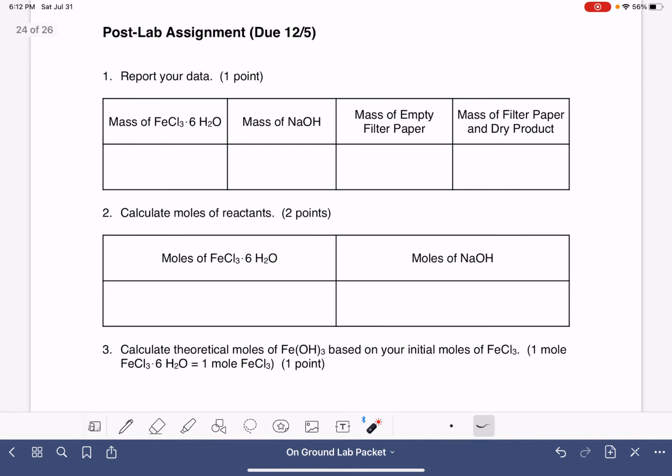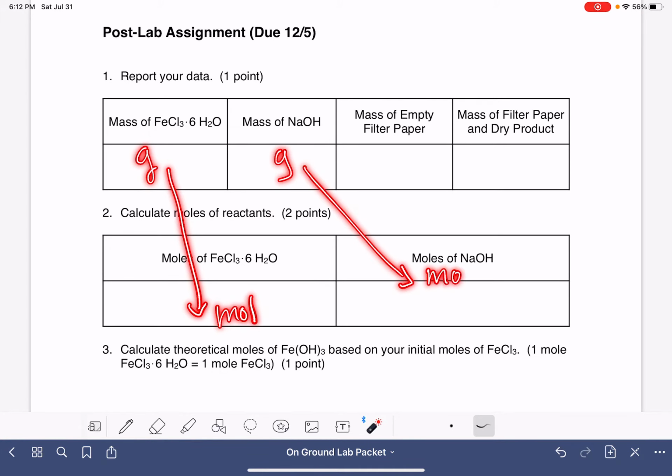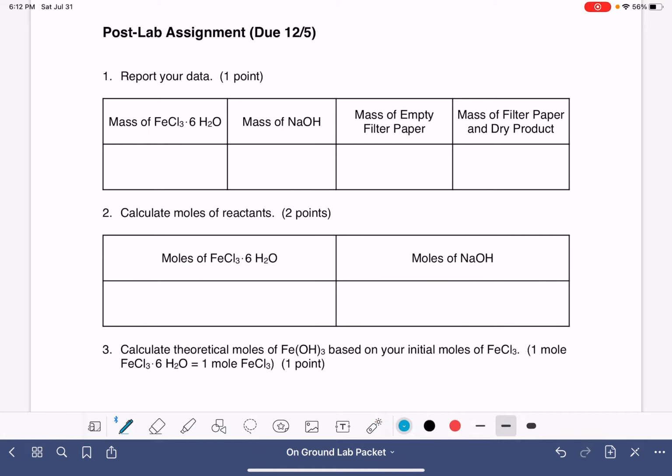The first calculation that you're going to do is to calculate the moles of each one of your reactants. So this is going to be a really simple gram to mole conversion for these two reactants. You'll do that using the molecular weight of each one of these. I'm going to put some random numbers in here. Let's say that we had 5 grams of FeCl3 and 5 grams of the NaOH.